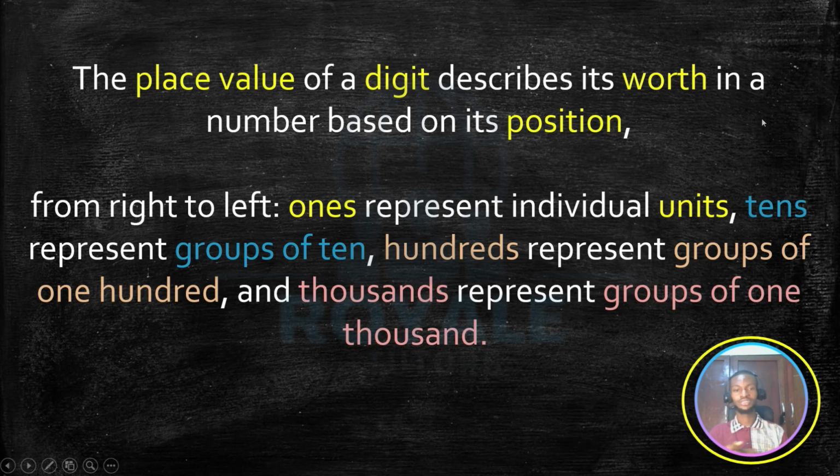From the right to the left, the rightmost digit is what we call ones. When you have a whole number, the digit in the rightmost position is what we call the ones. Then we have the tens, then the hundreds, then the thousands. The ones represent individual units, while the tens represent a group of 10, the hundreds represent a group of hundreds, and then we have groups of thousands.